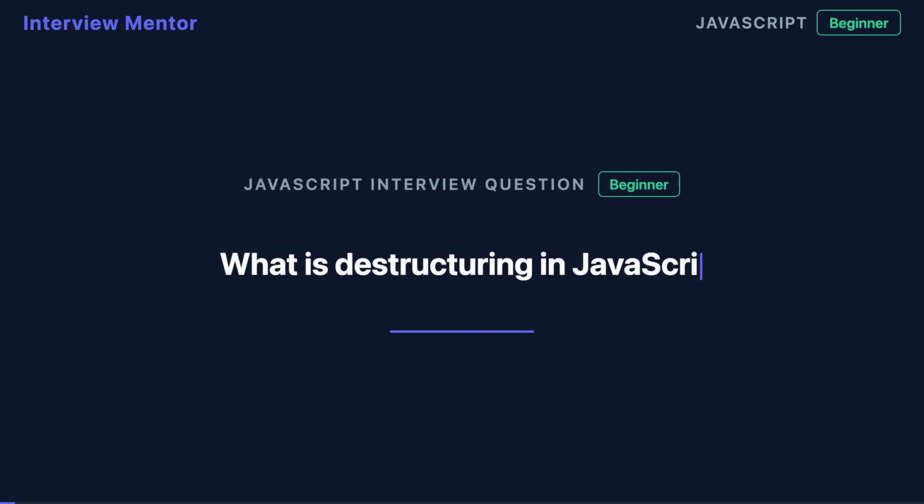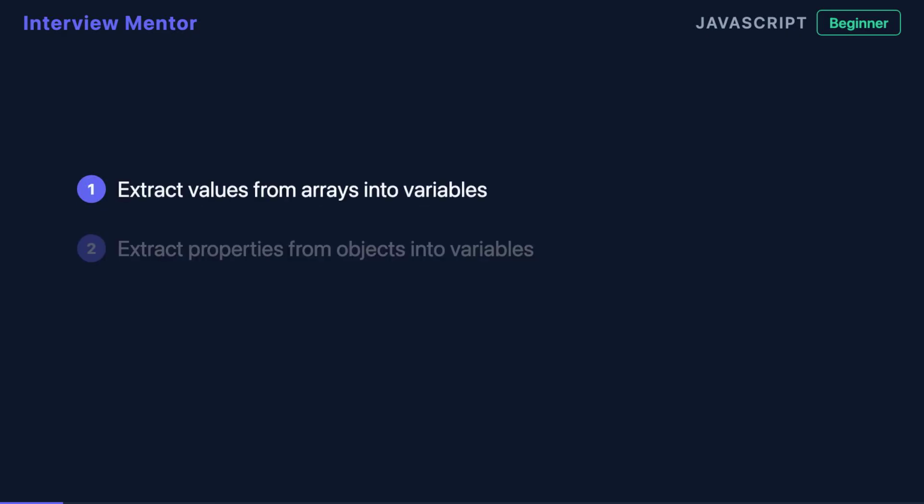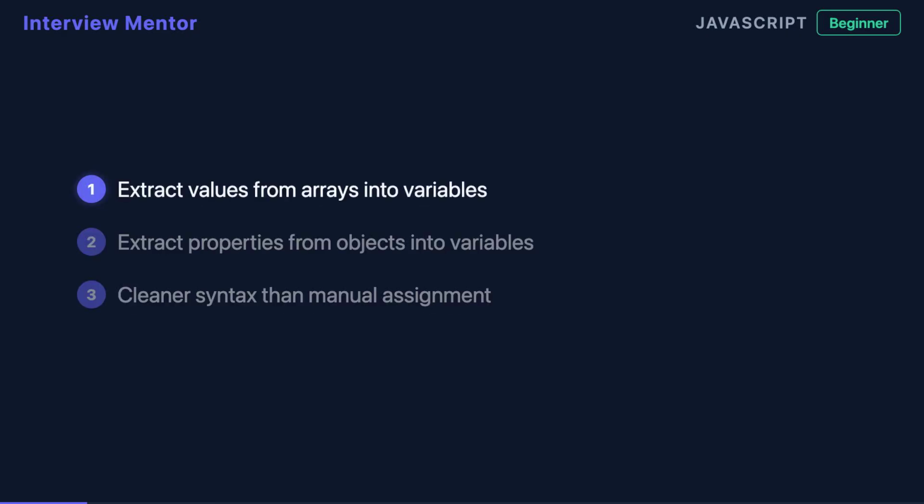Tired of writing verbose variable assignments? Destructuring is your shortcut. Destructuring is a JavaScript syntax that lets you extract values from arrays or properties from objects directly into distinct variables. Instead of accessing elements one by one, you unpack them all at once. It's cleaner, faster to write, and easier to read.